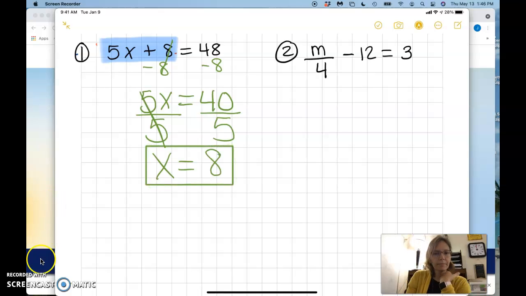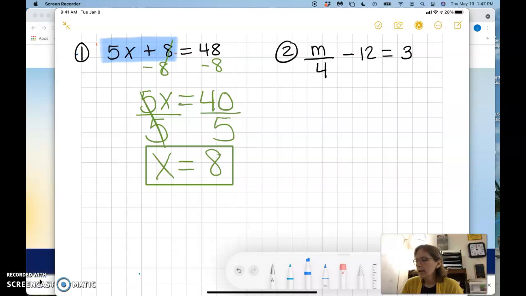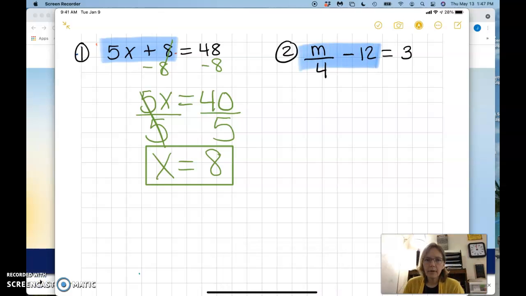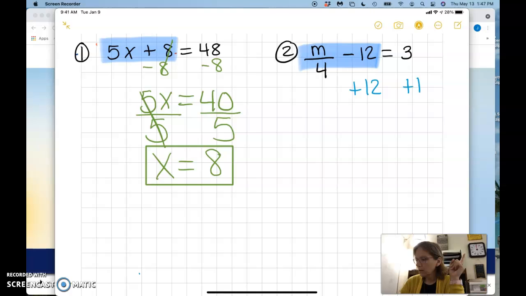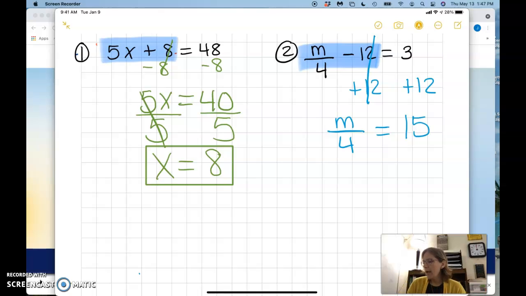All right. Okay, last problem. So again, you're going to look at the side that has the variable, and step 1 is add or subtract. So I see subtract 12, so I'm going to do what? Plus 12, because I have to do the opposite. The 12s cross out. I'm going to bring down the m over 4. 3 plus 12? Nice. So now I see a fraction. Fraction means divide, so I'm going to do the opposite. What am I going to do? 4. I'm going to multiply by 4.